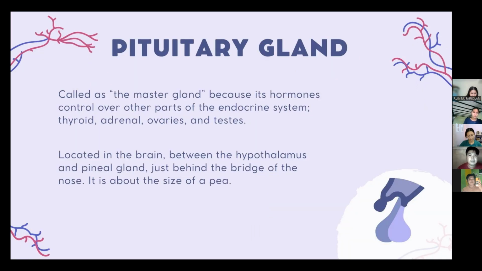First gland is the pituitary gland. The pituitary gland is called the master gland because its hormones control other parts of the endocrine system, such as the thyroid, adrenal, ovaries, and testes. It is also called the hypophysis. The pituitary gland is located in the brain between the hypothalamus and pineal gland, just behind the bridge of the nose. It is about the size of a pea. The pituitary gland makes, stores, and releases hormones.